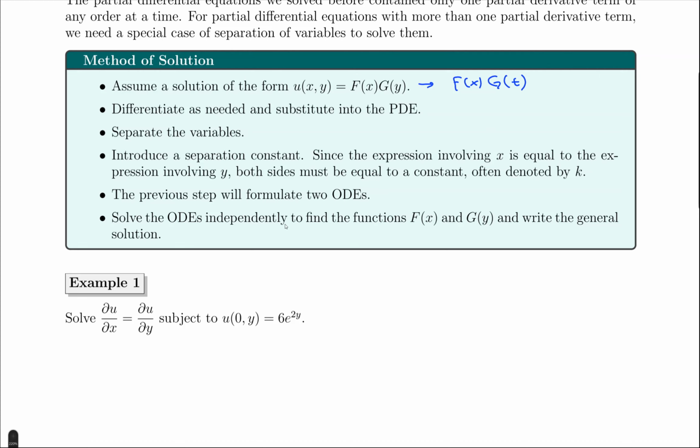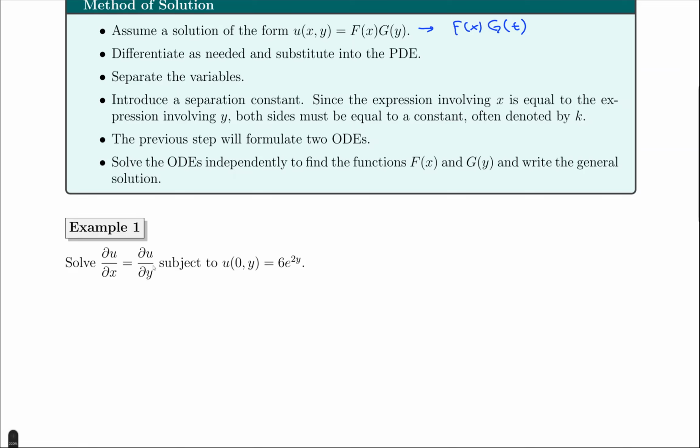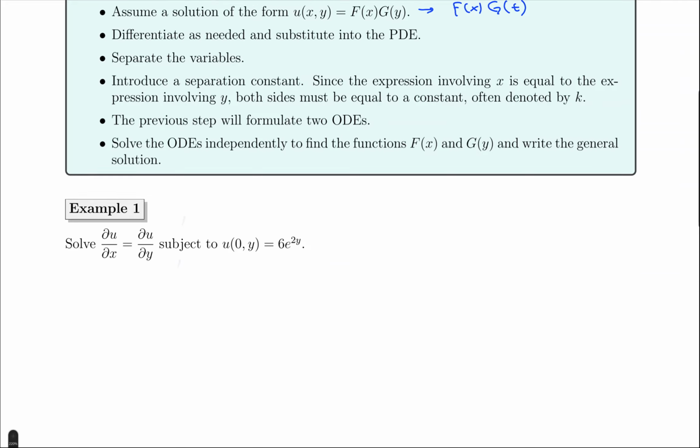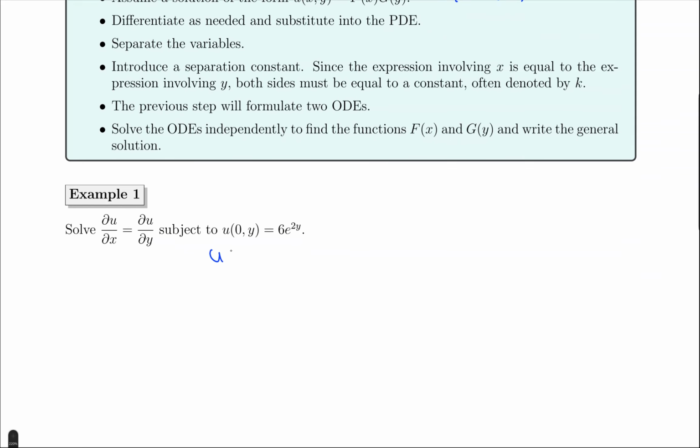So let's solve the partial of u with respect to x equals the partial of u with respect to y. All right, so we're going to assume a solution of the form u of x, y. That is because we have the dependent variable u changing with respect to x and with respect to y. So we're going to assume a solution as a product of a function of x and a function of y. And we're going to take as many derivatives as required.